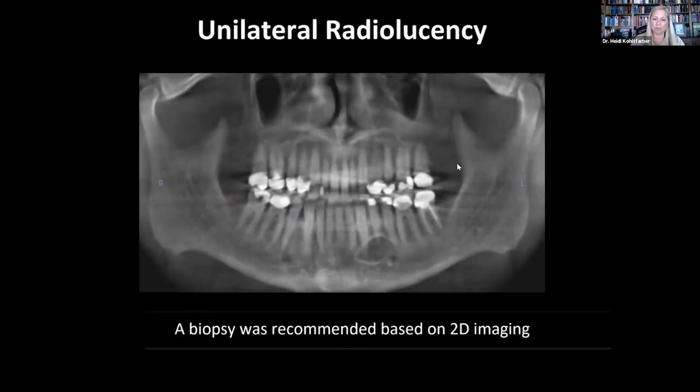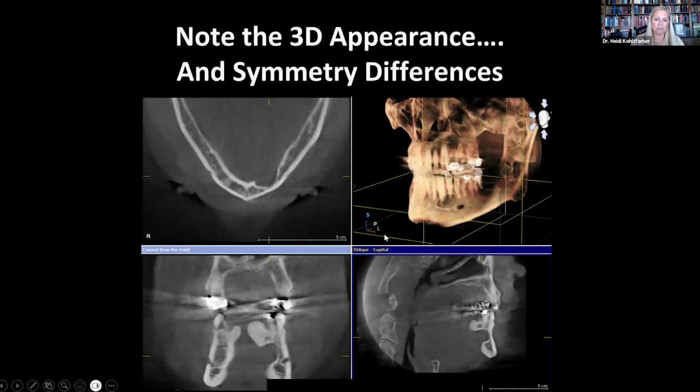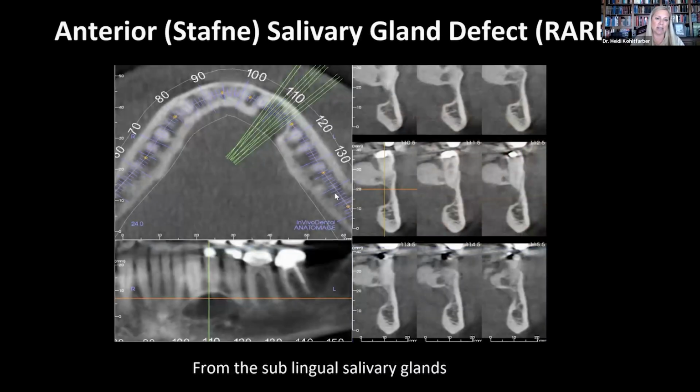This one, a biopsy was recommended. They weren't sure exactly what was going on based on the 2D. Do we have a cyst? Maybe we have some sort of a radicular cyst. We've got a large restoration here. And again, we just have an anterior Stafne bone defect, and you can see the symmetry. If you're not sure, you can always send that in. This was our anterior Stafne bone defect, and we don't really need to do anything about it.